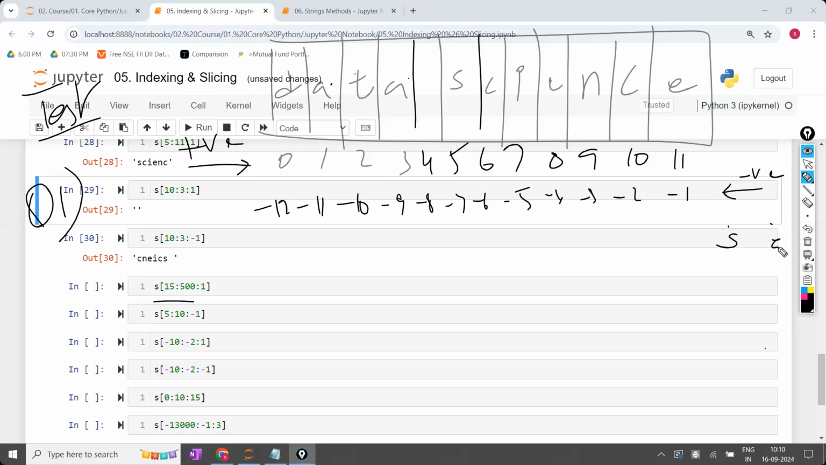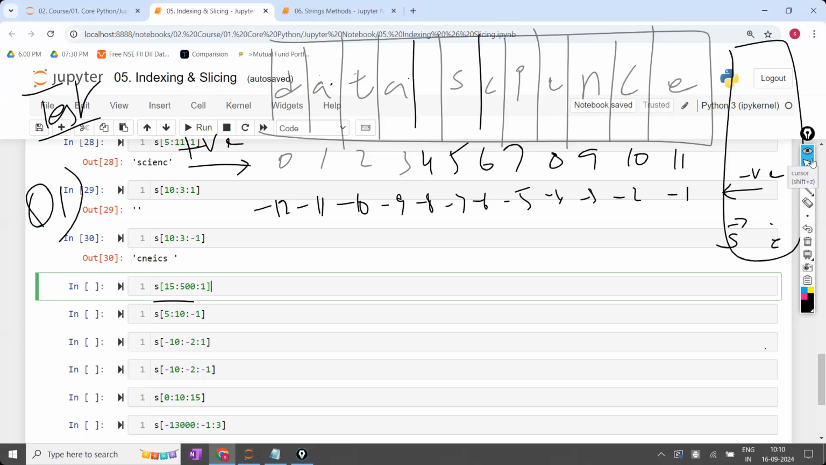What is the direction? Positive direction. From here to here, what is there inside this? Nothing will be there. Then what is the output I'm going to get? Nothing. Empty. Sir, indexes are not available. No, sir, index error, no, sir.